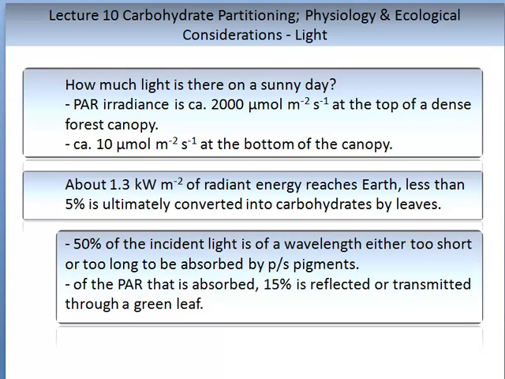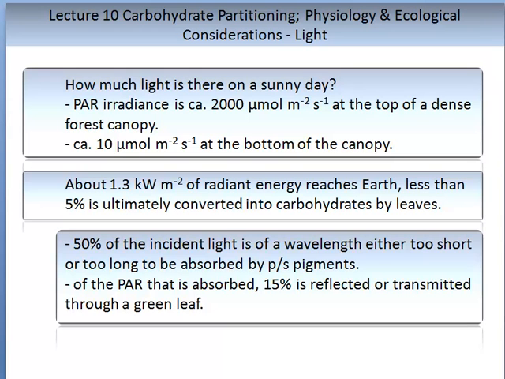So the photosynthetic active radiation, or PAR irradiance, is approximately 2000 micromoles per meter squared per second at the top of a dense canopy. This is approximately 10 micromoles per meter squared per second at the bottom of a dense canopy. This is quite a difference, and the shading of the leaves reduces this incident radiation.